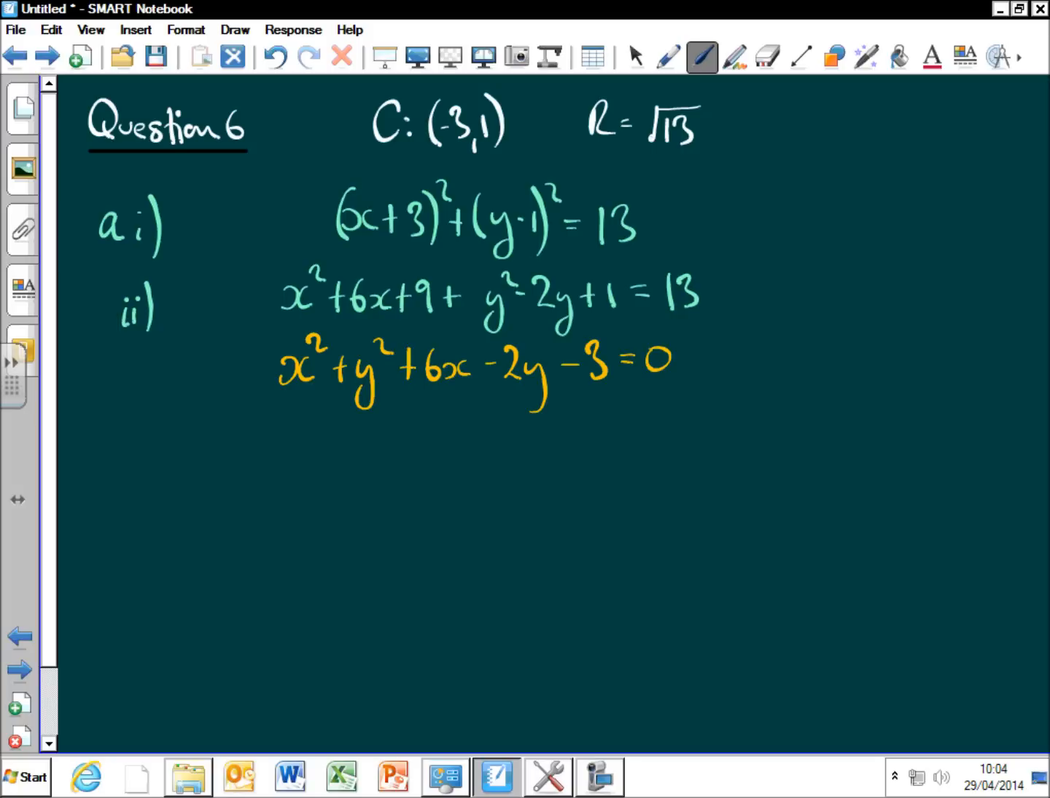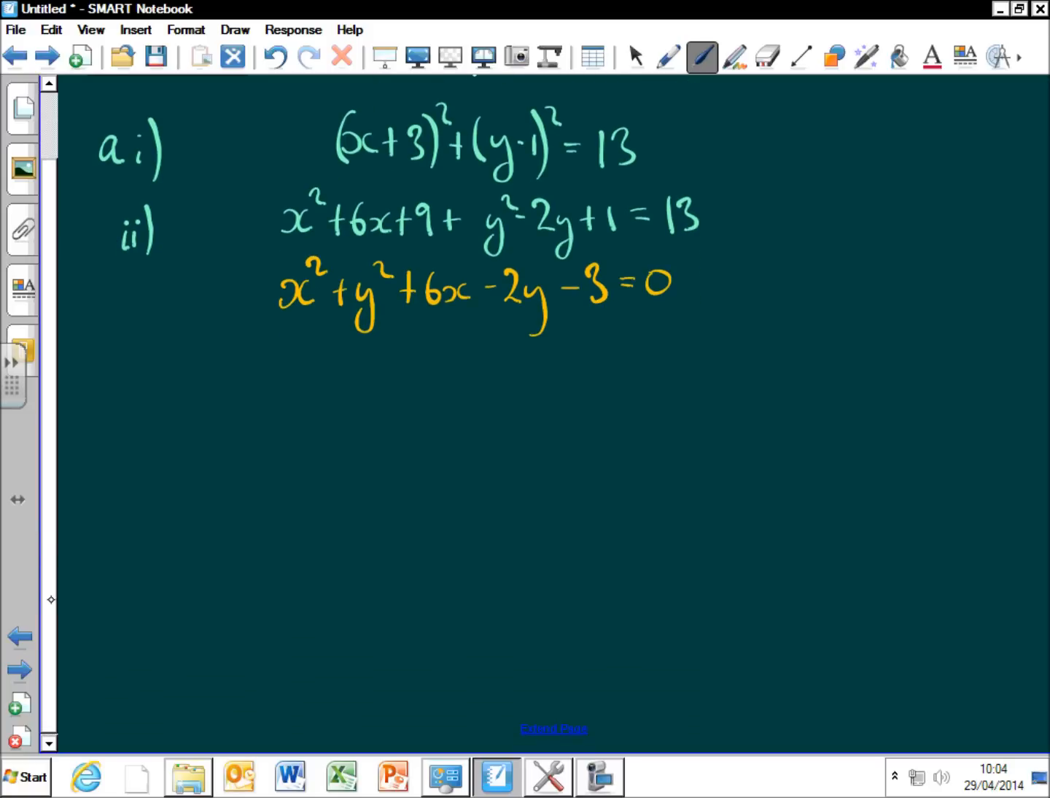Okay, so part B, the circle cuts the y-axis at points A and B. Okay, so find the distance A to B. So firstly, let's find out the coordinates of A and B. Where does it cut the y-axis? We've already done a question like this. It cuts the y-axis when x equals 0.